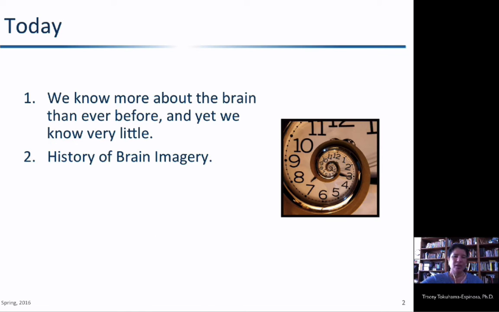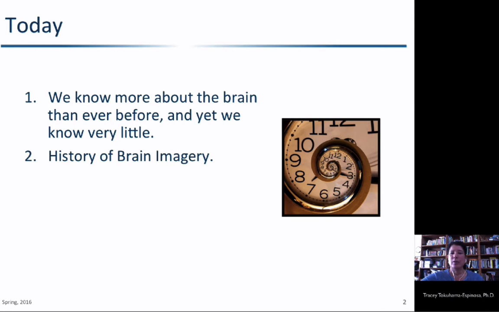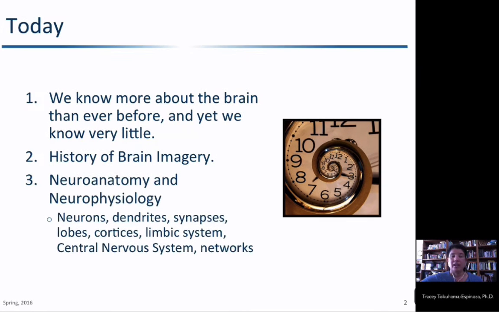To do that, we want to put this in the context of a history of brain imaging and how that's actually changed the way that we have access to different types of information and how we are now speculating about different ways that the brain is connected and how it learns. And finally, we'll be looking at neuroanatomy, neurophysiology, and some of the basic terminology that we want to be able to use with you throughout the rest of the semester.